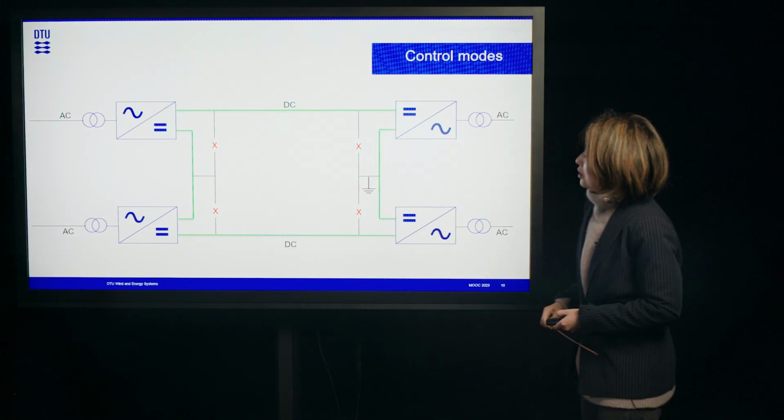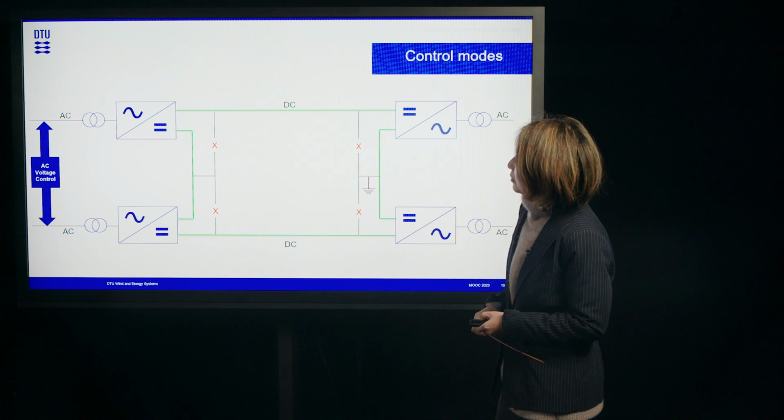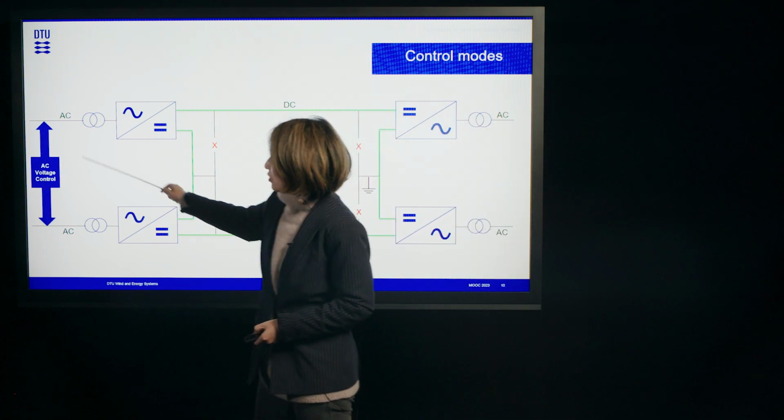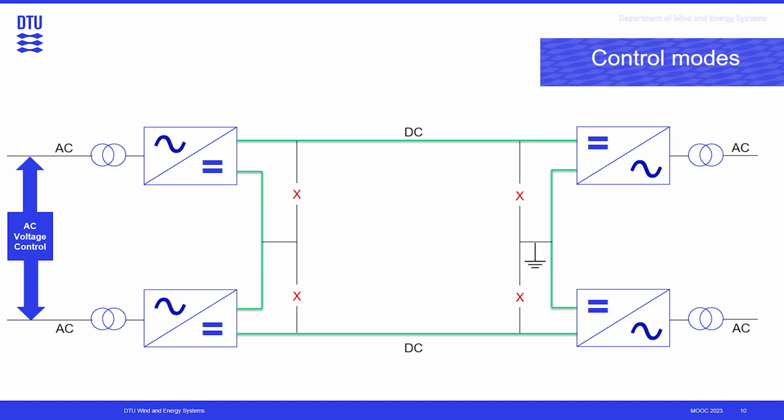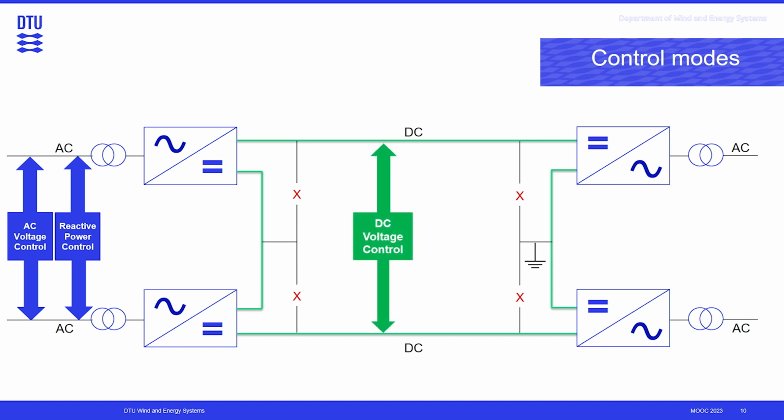Control modes. In the HVDC application, we can control the AC voltage at this side of the transformer and the reactive power that we inject into the AC network. We also control the DC voltage and the active power being transmitted between the two ends. Other control modes include frequency control and power factor control.